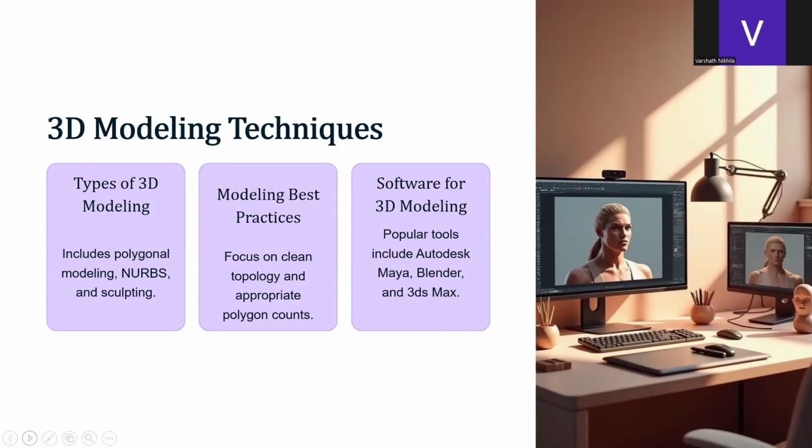Then a clean topology, correct polygon count, and UV mapping ensure the model works well in animation and rendering. Popular tools include Blender, Maya, and ZBrush. These are the major software used for 3D modeling.